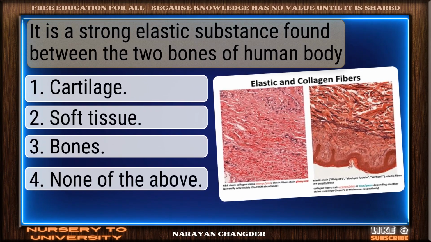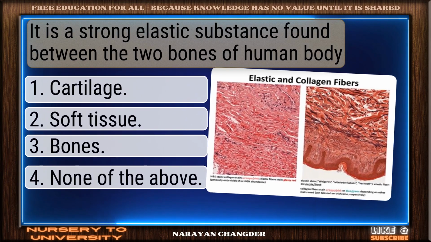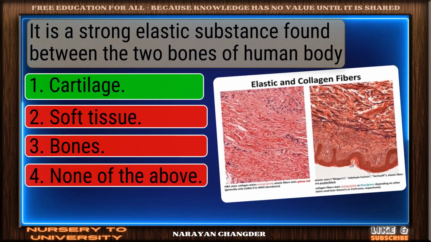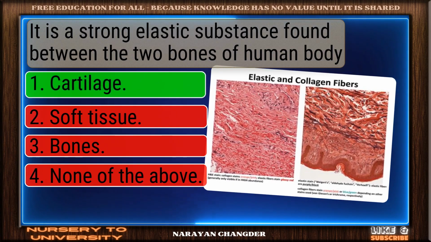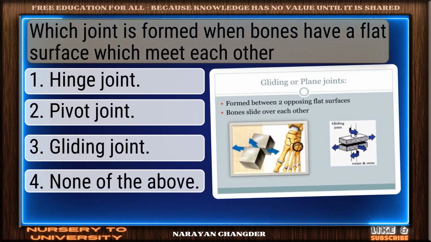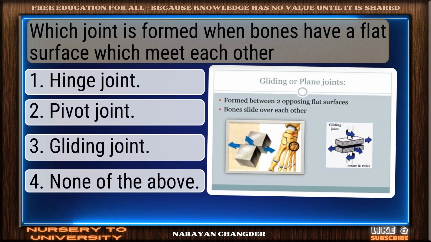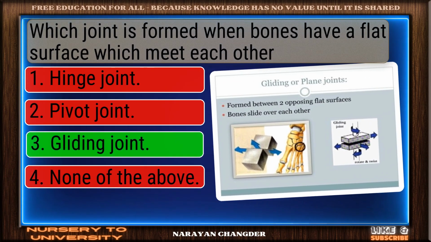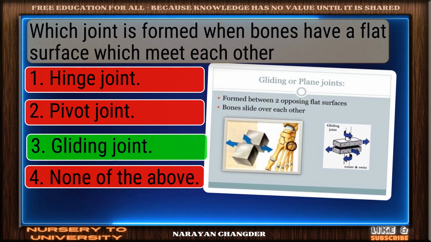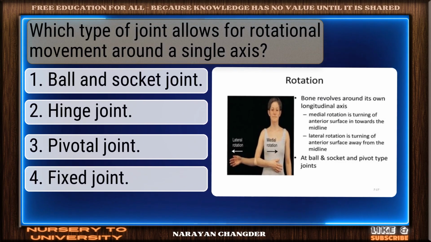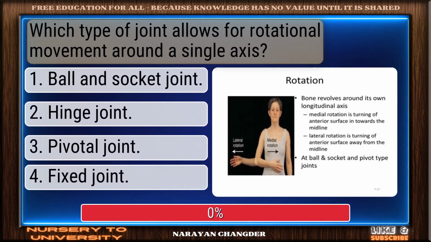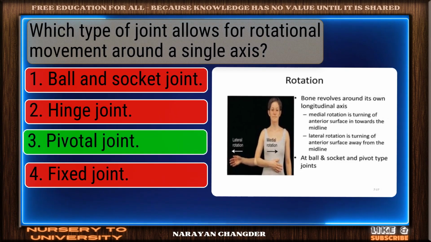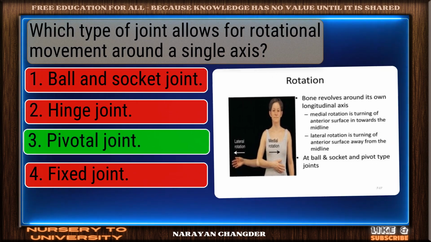It is a strong elastic substance found between the two bones of the human body. Exactly. Cartilage makes sense and it is the right choice. Which joint is formed when bones have a flat surface which meet each other? Correct response. Gliding joint is the most accurate answer. Which type of joint allows for rotational movement around a single axis? Good job. Your answer pivotal joint works well here.